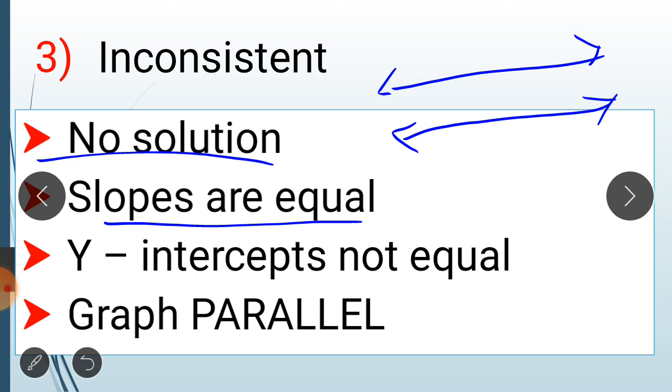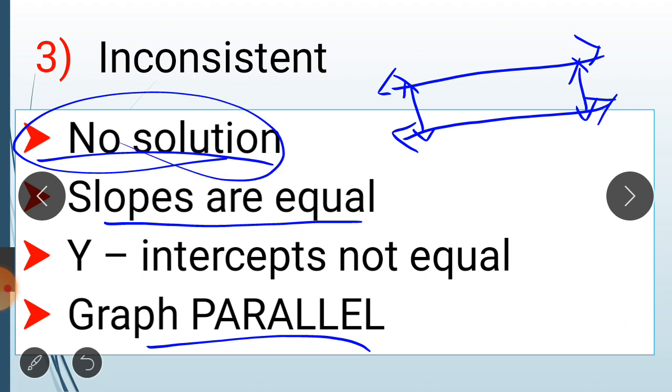So same distance. If the distance here is 2 centimeters, up to here, that will still be 2 centimeters. Okay, so same distance, always the same distance. They will never be close enough to intersect with each other because they are parallel. That's why they don't have a solution, because they don't share any common point. Okay, so that's the inconsistent system.